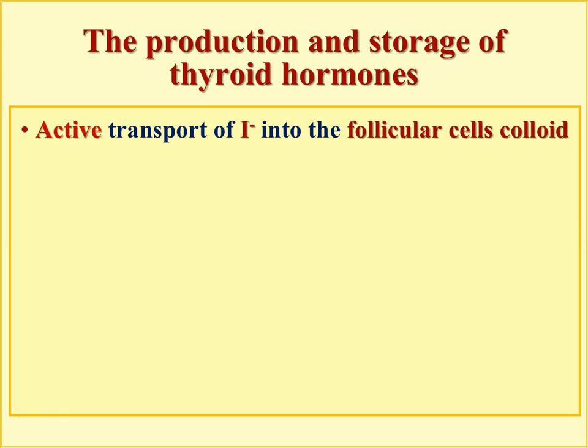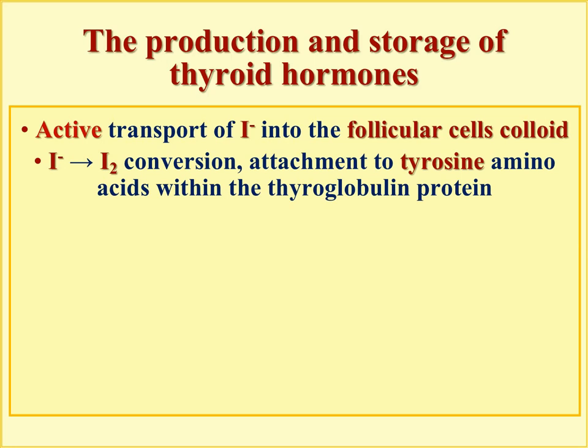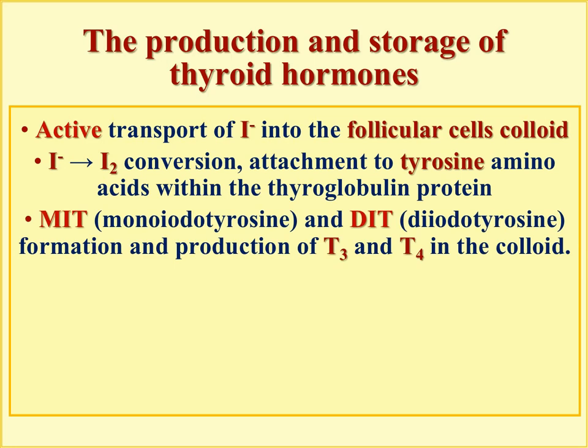Iodine should be present as ion in blood, so that it is possible to form thyroid hormones. And these iodine ions are actively transported through follicular cells into colloid, where first iodine ions should be converted to iodine molecules, so to use the atoms. And they become attached to tyrosine amino acid within the thyroglobulin protein. And as a result, two types of compounds are formed, monoiodotyrosine and diiodotyrosine.